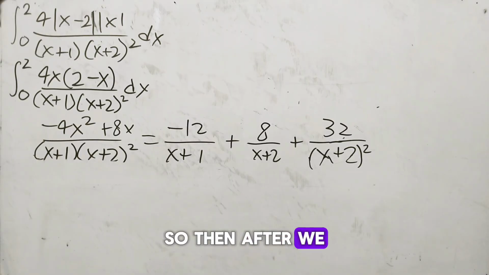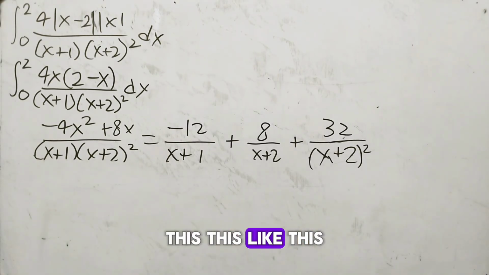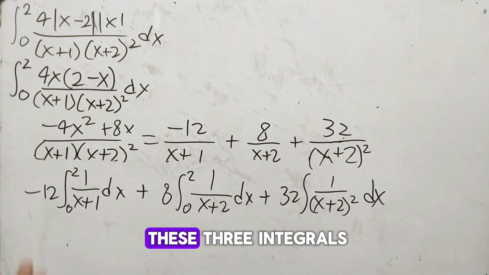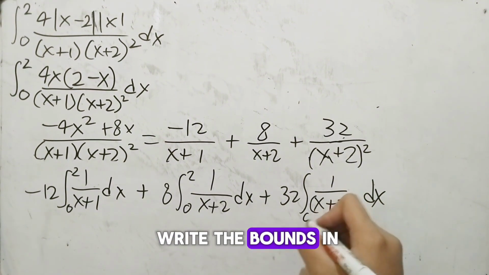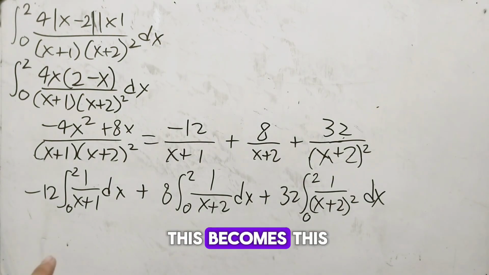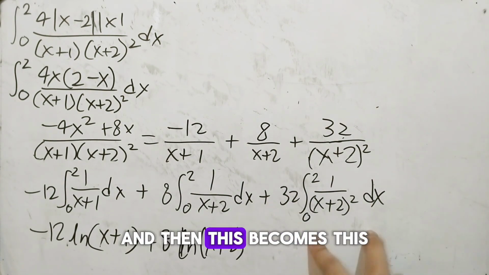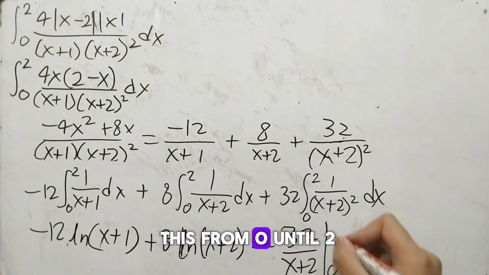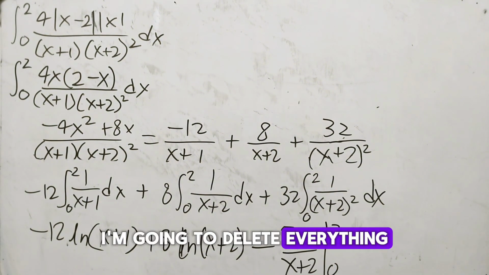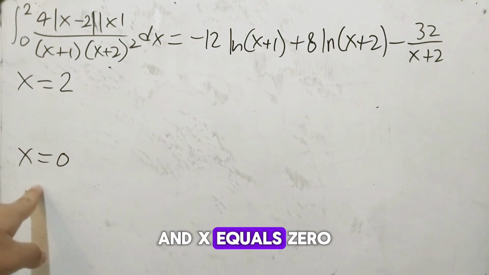So after we have this, I'm going to integrate it, like this. Then we have these 3 integrals that we can integrate separately. Also, I forgot to write the bounds in this one. Sorry, guys. So this becomes this, and this becomes this, and this becomes this. And then we evaluate this from 0 until 2. I'm going to delete everything. Then we evaluate this with x equals 2 and x equals 0.